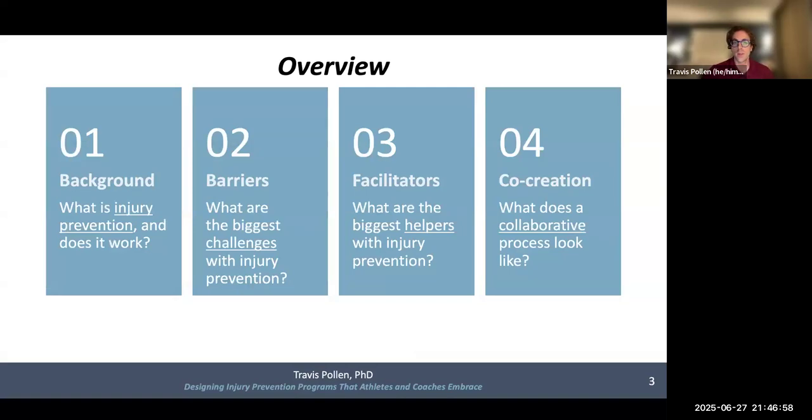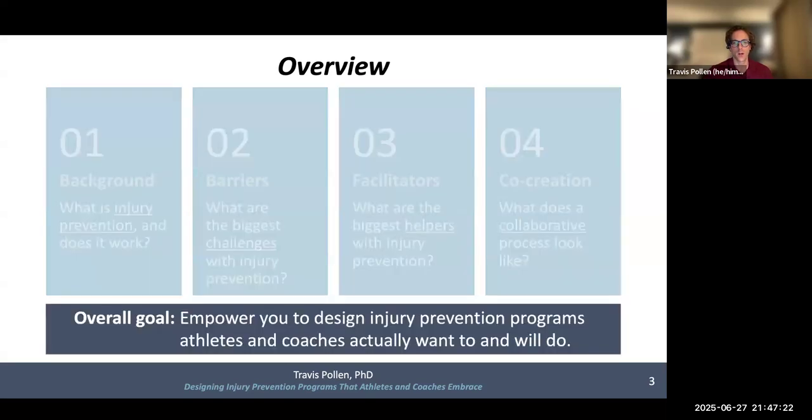We'll start with a background on injury prevention, what it is and whether it works. Then we will get into what gets in the way of injury prevention, the challenges, and then the facilitators, or what helps injury prevention take hold. And we'll finish with how to create injury prevention programs that athletes and coaches actually embrace through collaboration. So my overall goal here is to empower you after this presentation with the tools that you need to design and implement injury prevention programs that real-world athletes and coaches want to and will do.